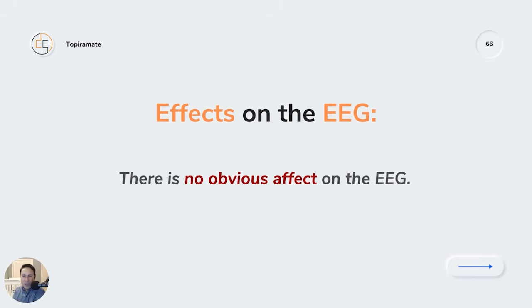Okay, when looking at a patient on topiramate and you see an unexpected output, you don't have to worry about topiramate being the cause, because topiramate is like rufinamide and levetiracetam, and it does not, I repeat, it does not have an effect on the EEG.